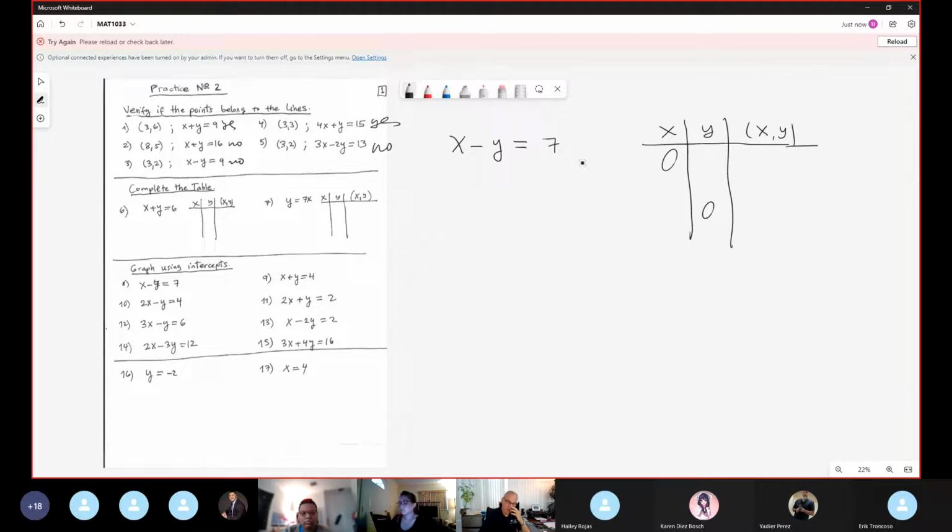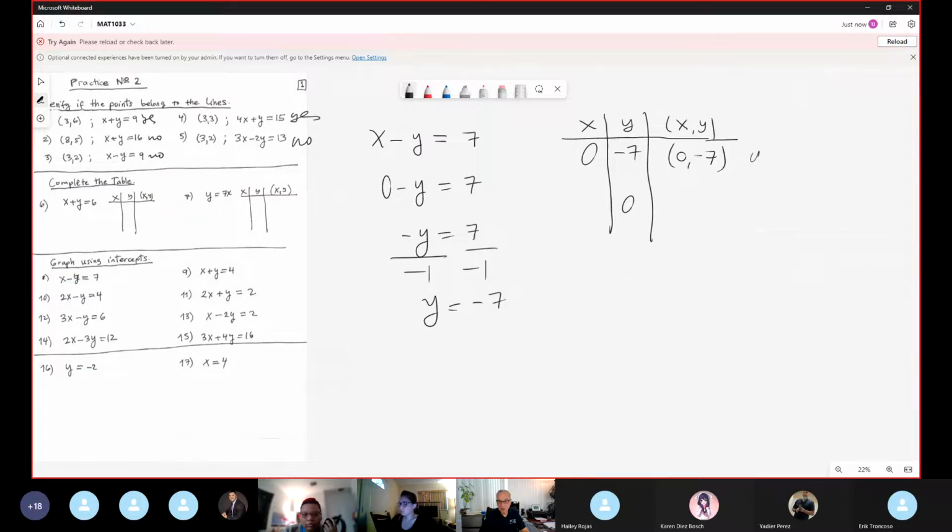See, if x is 0, 0 minus y is equal to 7. 0 is nothing, so minus y equals 7, divided by -1 both sides, y is -7. So -7 here is the y value, and 0, -7 is our famous y-intercept. This is the y-intercept. This is the y-intercept.